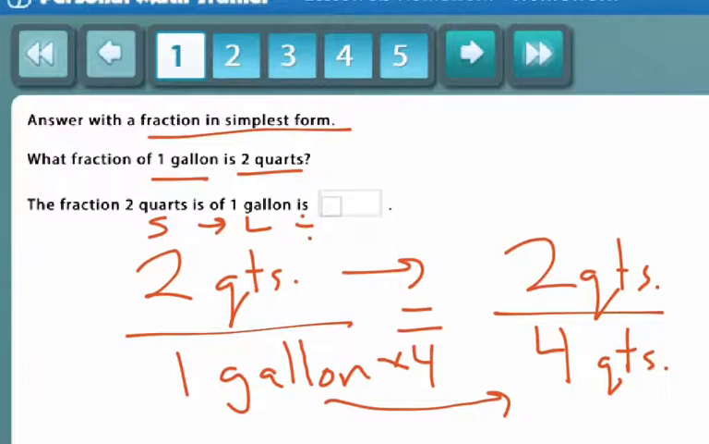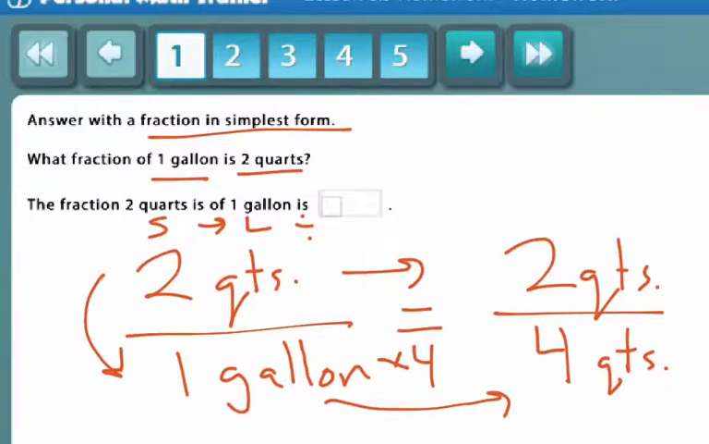All right, problem number 1, they're asking you what fraction of 1 gallon is 2 quarts. So what they're saying is you have to kind of rephrase that. 2 quarts is equal to how many gallons? So when they say what fraction, it's kind of simple just to put that in that form. 2 quarts is what part of 1 gallon?